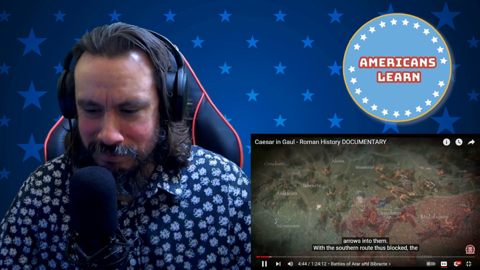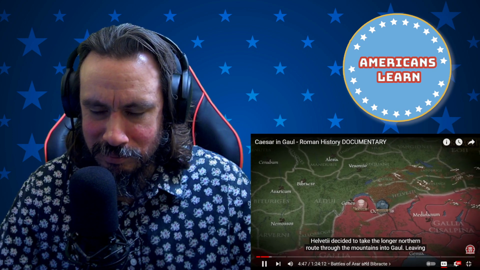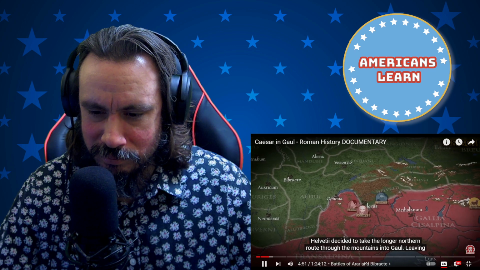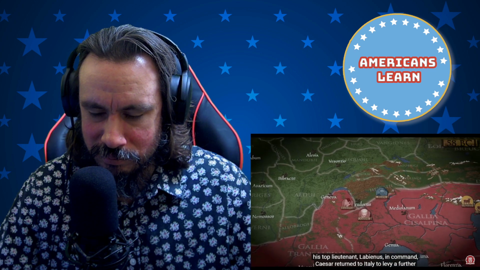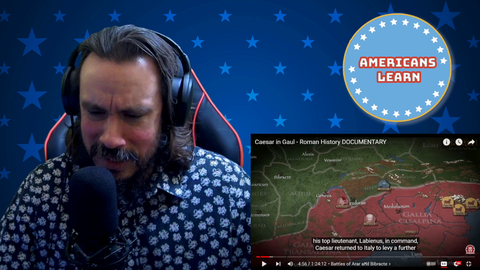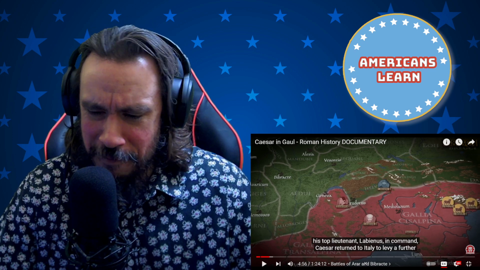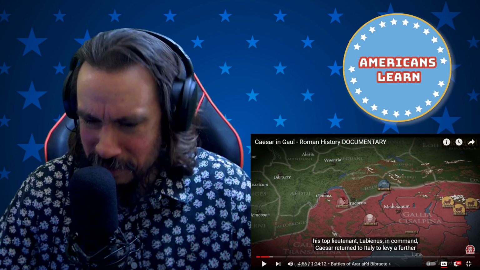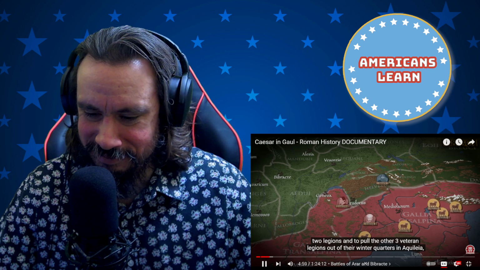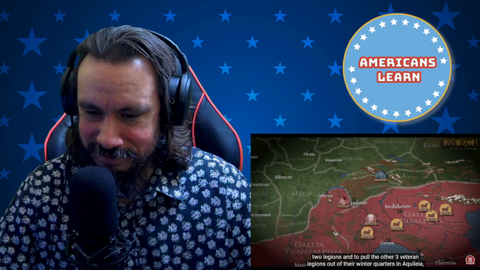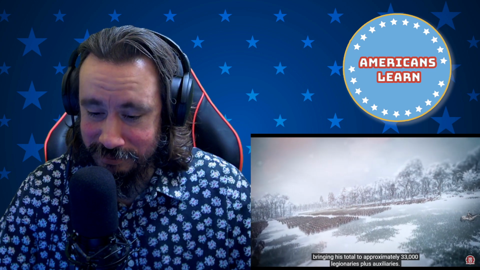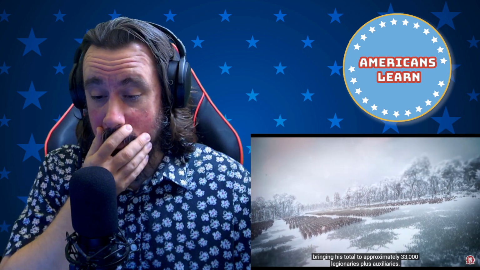With the southern route thus blocked, the Helvetii decided to take the longer northern route through the mountains into Gaul. Leaving his top lieutenant, Labienus, in command, Caesar returned to Italy. Oh, Labienus. If only you believed in the dream of Caesar. To levy a further 2 legions, and to pull the other 3 veteran legions out of their winter quarters in Aquileia, bringing his total to approximately 33,000 legionaries plus auxiliaries.